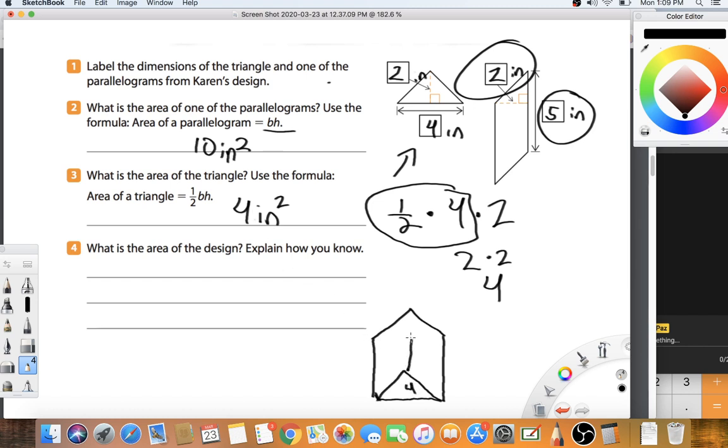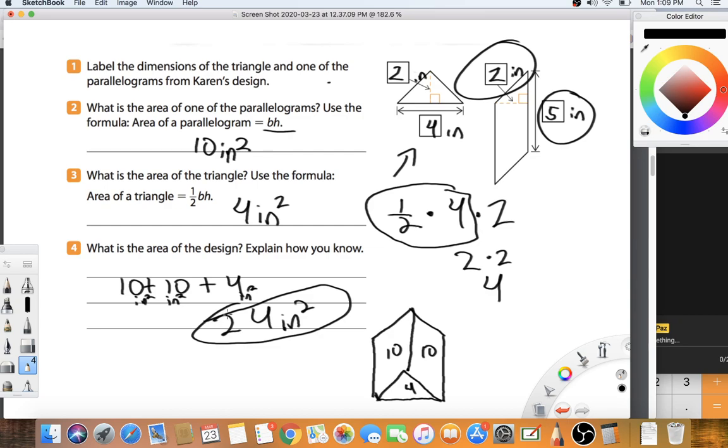Now, what about our 2 parallelograms? Parallelogram is 10 inches for the area. That's going to be for both sides. So that means I need to add up all these areas to find out the total area for the whole thing. When I add these up, the whole area is inches squared. I should have written inches squared for each one of these, because areas are always squared. But the area of the whole figure, or the whole design, would be 24 inches squared.